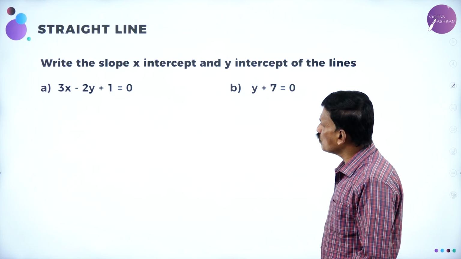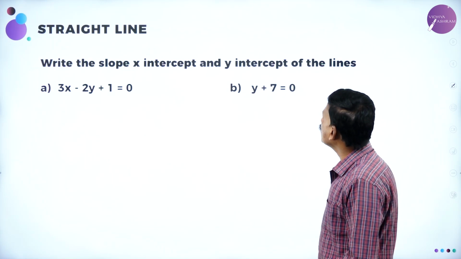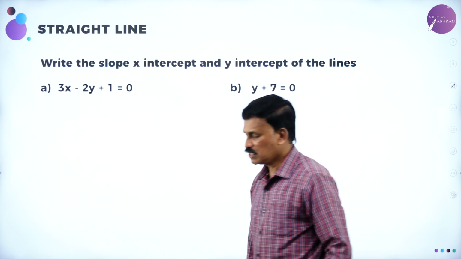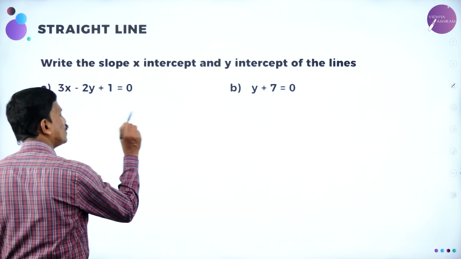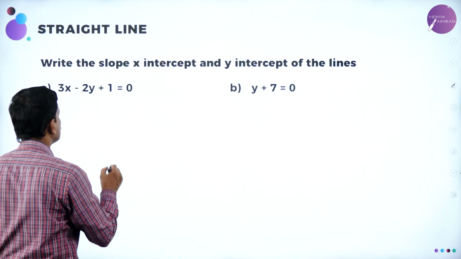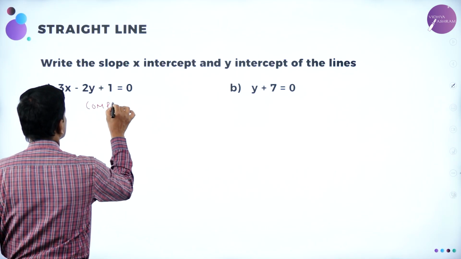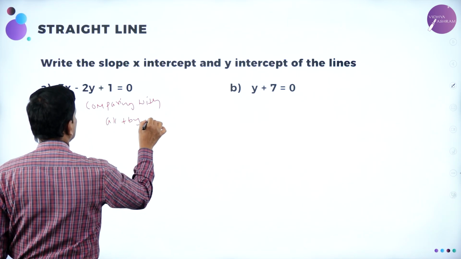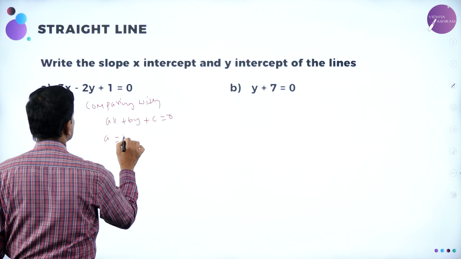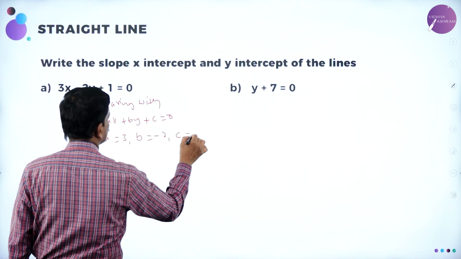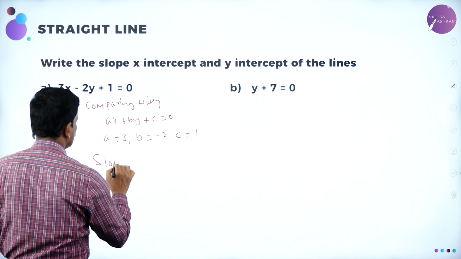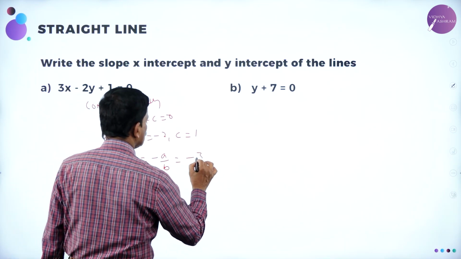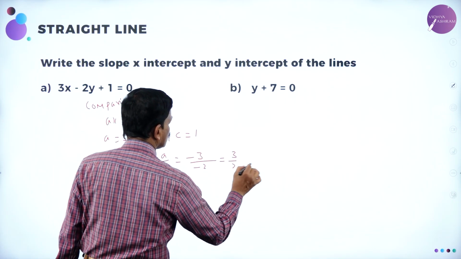Find the slope, x-intercept and y-intercept of the given line. Now what is given? 3x minus 2y plus 1 is equal to 0. Let us compare this with the standard equation ax plus by plus c is equal to 0. a is equal to 3, b is equal to minus 2, c is equal to 1. The slope m is equal to minus a by b. Minus a is minus 3 divided by b is minus 2. This is equal to 3 by 2.